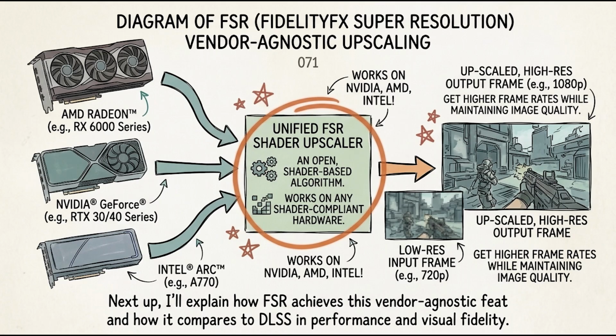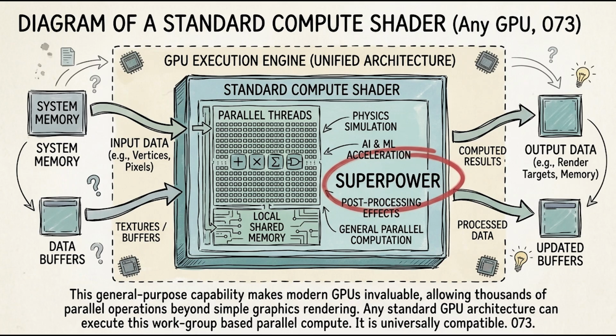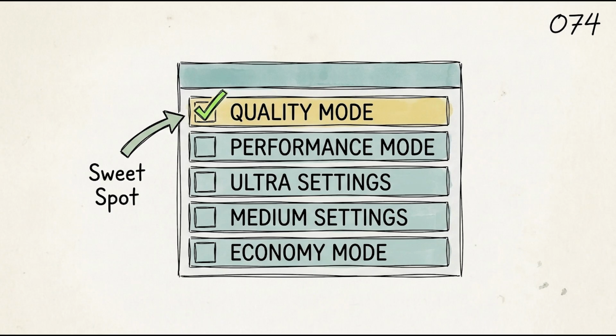The biggest spec to understand with FSR is compatibility. It runs on virtually any modern GPU. NVIDIA cards, AMD cards, Intel Arc, even the Steam Deck. FSR doesn't need dedicated AI hardware. It runs on standard compute shaders that any recent GPU supports. That's its superpower. No brand lock-in, no generation requirement, just install and go.